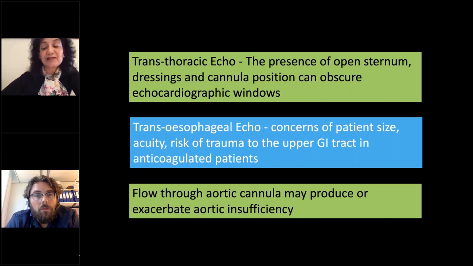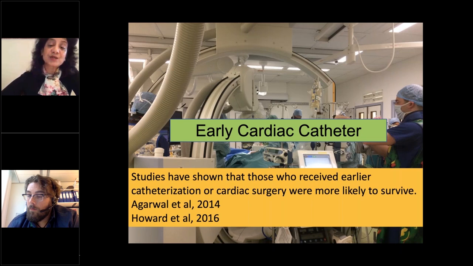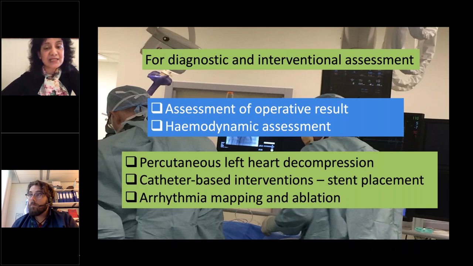Early cardiac catheterization is an important diagnostic tool. Studies have shown that those who received earlier catheterization and then re-interventions or cardiac surgery were more likely to survive. In the cardiac cath lab, you can do a diagnostic and an interventional assessment. One can assess the operative result as well as find out hemodynamic pressures. And also, interventions can be done, such as left heart decompression, or catheter-based interventions such as stent placement or arrhythmia mapping and ablation in the case of a recalcitrant arrhythmia.